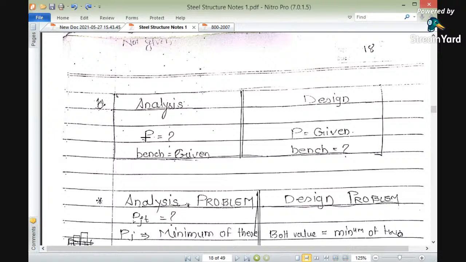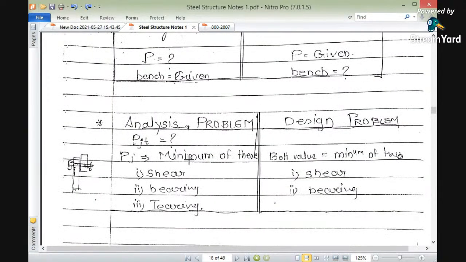But in an analysis problem, load is not given, but bolts are given. That means criteria is given. So in an analysis problem, what do we find? We have to find out the P. P is nothing but the bolt value, as the pitch value is nothing but the minimum of these values: shear, bearing and tearing. Okay. Whereas in design problems, what do we find? Bolt value, the minimum of two: shear and bearing.